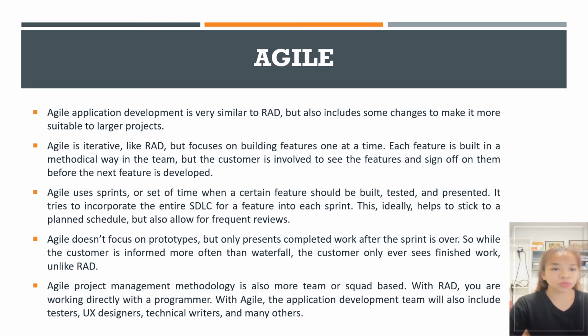Agile uses sprints, or sets of time when a certain feature should be built, tested, and presented. It tries to incorporate the entire SDLC for a feature into each sprint. This ideally helps to stick to a planned schedule, but also allows for frequent reviews. Agile doesn't focus on prototypes but only presents complete work after the sprint is over. So while the customer is informed more often than with Waterfall, the customer only oversees finished work, unlike RAD.